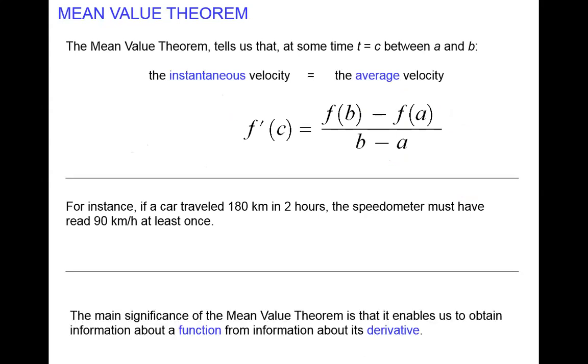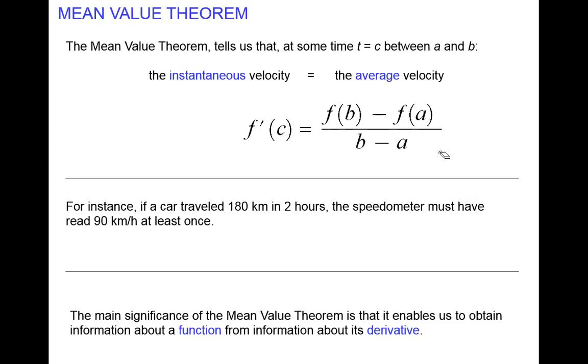Okay, I have a few notes. If we think about the position function, one of the applications, of course, is velocity, the rate of change of distance over time. We can state the mean value theorem like this: the instantaneous velocity is exactly the same as the average velocity. Rate of change, tangent line, secant line, or instantaneous rate of change, average rate of change.